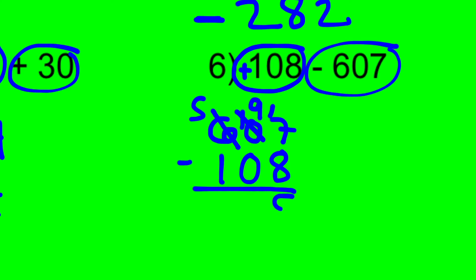17 minus 8 is 9. 9 minus 0 is 9. And 5 minus 1 is 4. Now in this case, I have more negatives. So the answer will be negative.